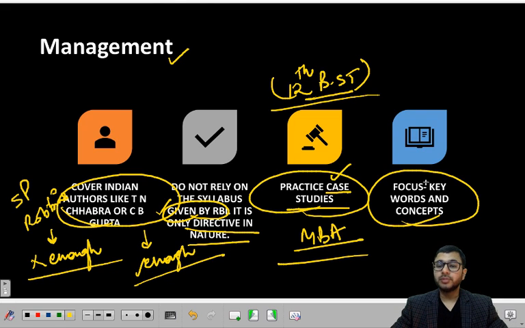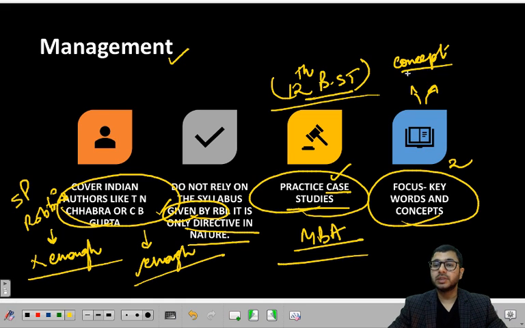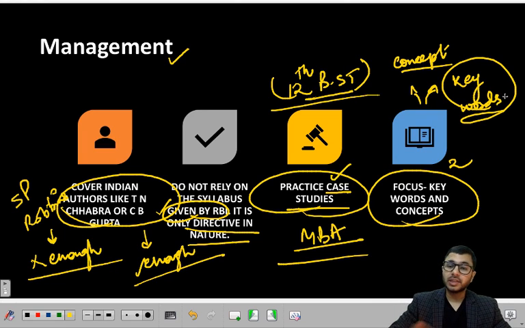The focus has to be on these two things, keywords and concepts. In entire management you have to keep focusing on these two things. Whatever theory, whatever concept you're understanding, try and understand the concept clearly, and also focus on keywords. These keywords are important. Case studies are made based on these keywords only.